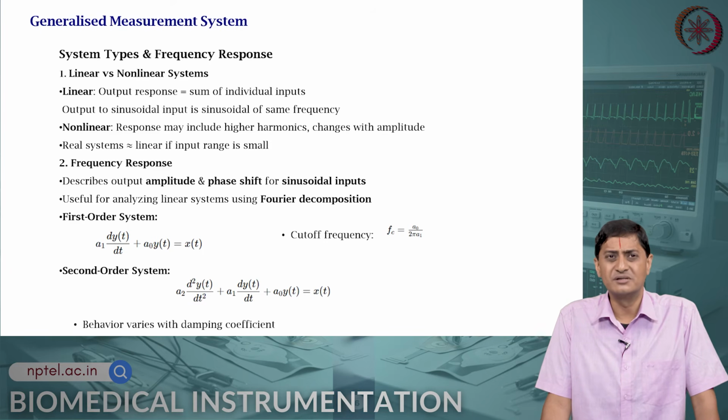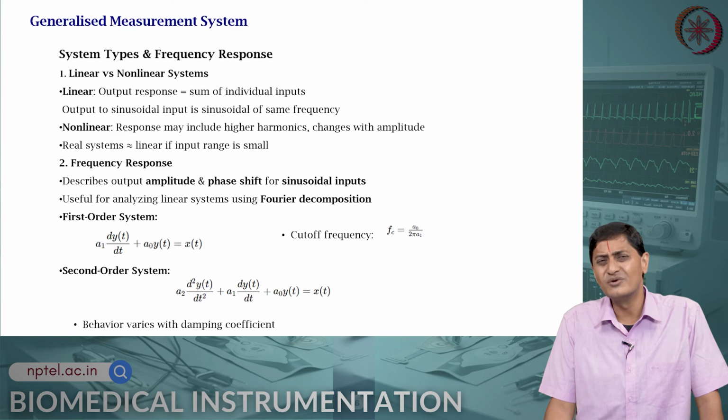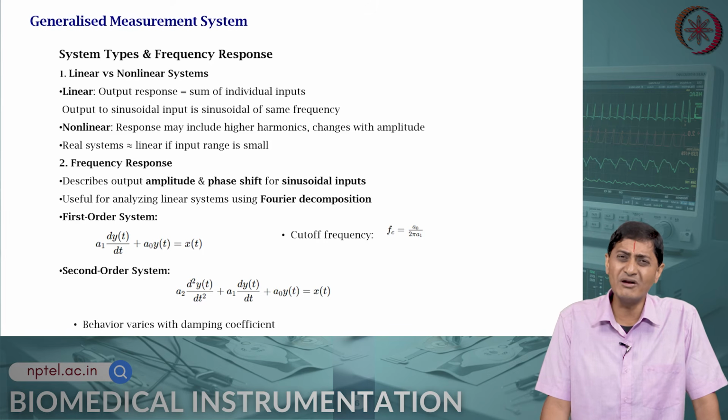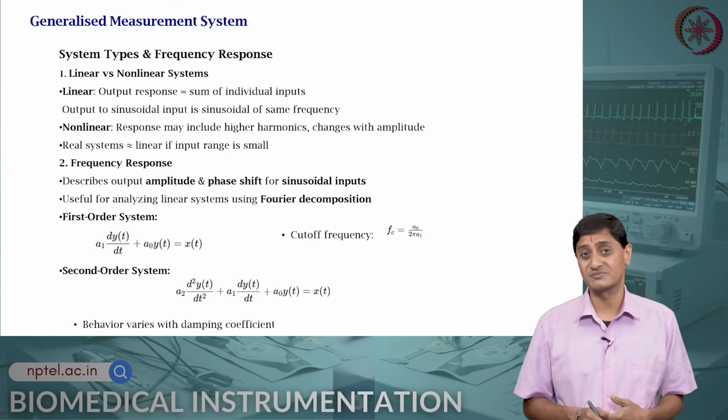The output of a sinusoidal input is a sinusoid of the same frequency, not necessarily the same amplitude, of course, the amplitude will vary. A nonlinear system may have higher harmonics because the amplitude will change, and real systems are mostly linear in small ranges, which is why it is important to define what your dynamic range is.